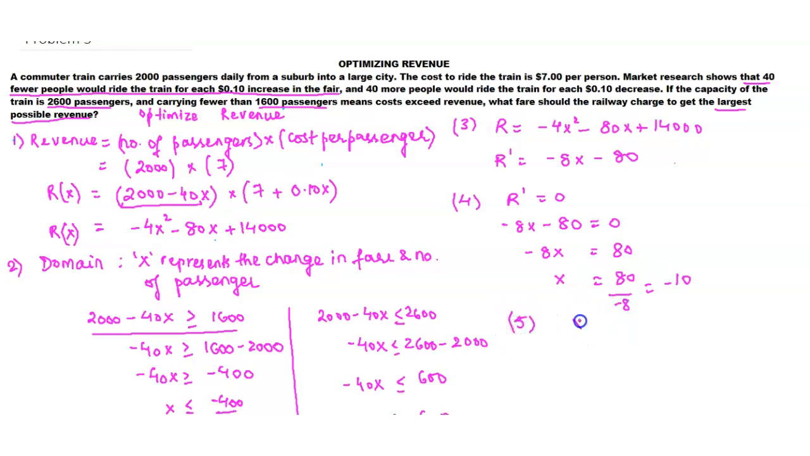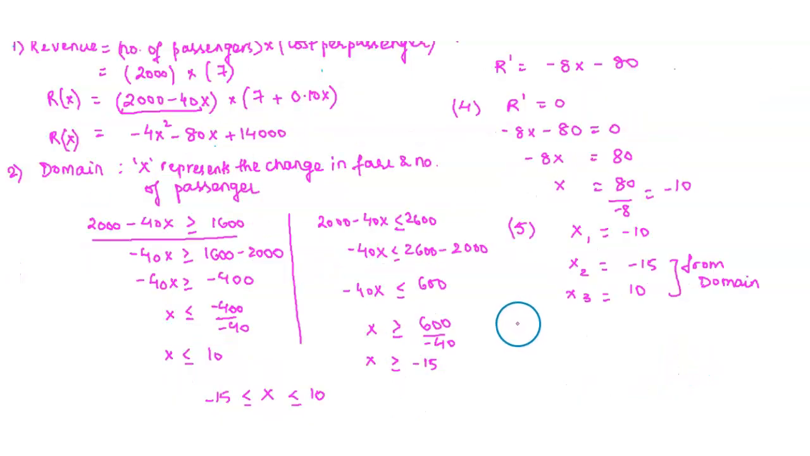I will use my three values. One is my critical number, that's negative 10. The other values come from my domain. Using this information, I'm going to find my final step, that is my final optimized revenue. So I'm going to put my x values into my revenue equation.